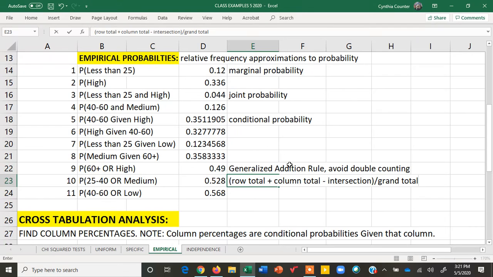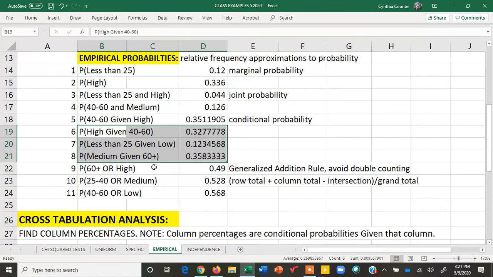The only probabilities that have a denominator different from the grand total are the conditional probabilities, all right? The conditional probabilities have the given, or they're worded in such a way that you know you are only interested in a single row or a single column. I like to write them with givens.